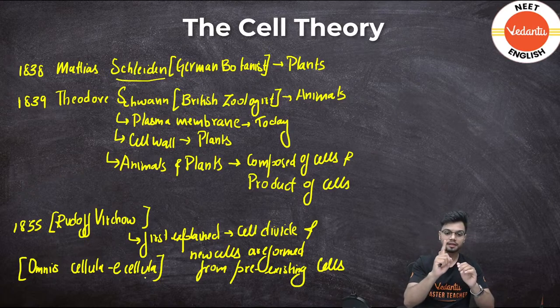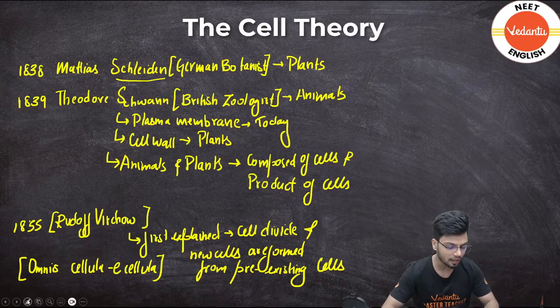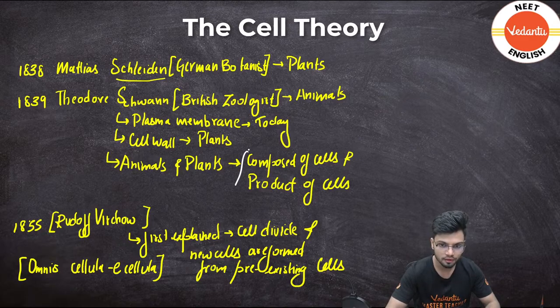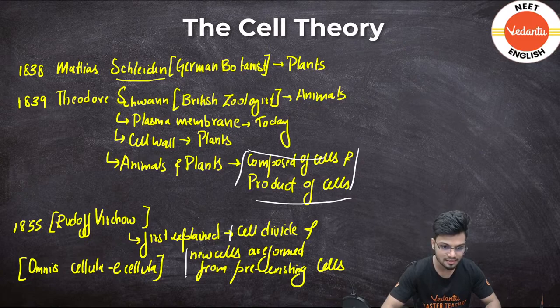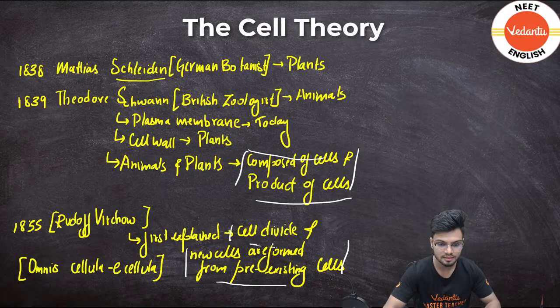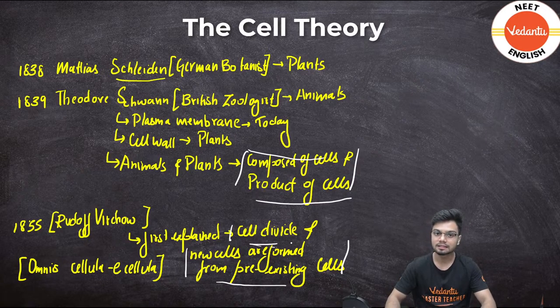The first one here is every plant or animal cell is made up of what? Composed of cells and a product of cells. The second point about cell theory is that the cells divide, and new cells are formed from the pre-existing cells. These two were the most important points of the cell theory.